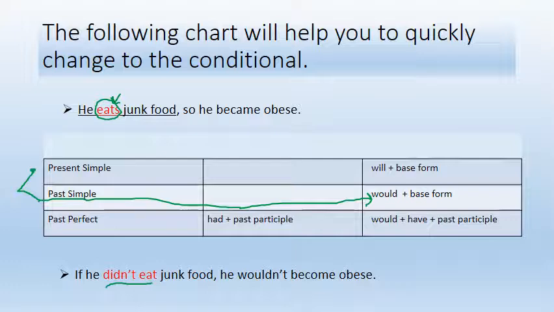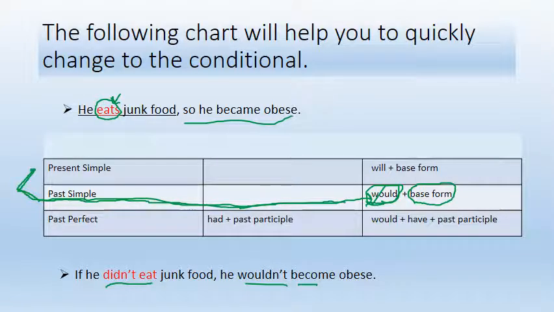Okay? If he didn't eat junk food, he wouldn't, of course, this is positive. I need to put it in the negative. If he didn't eat junk food, he wouldn't become obese. Would plus base form. Okay? You moved one step back in the timeline. Present simple, back to past simple. You go horizontally in this chart.